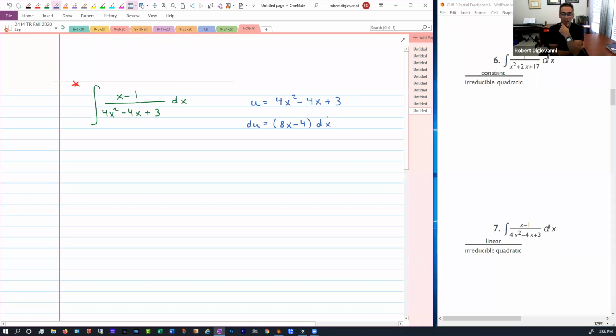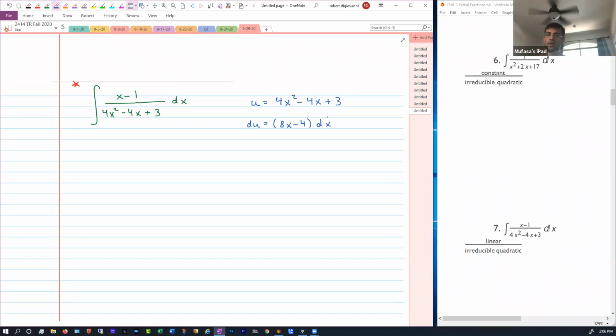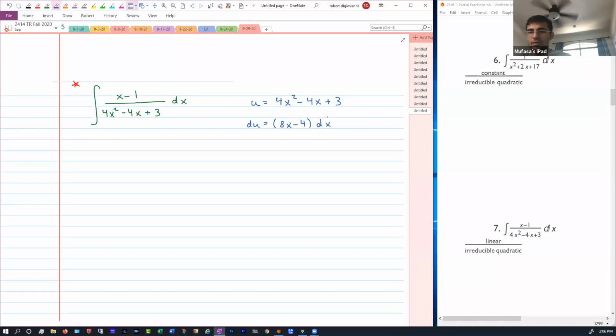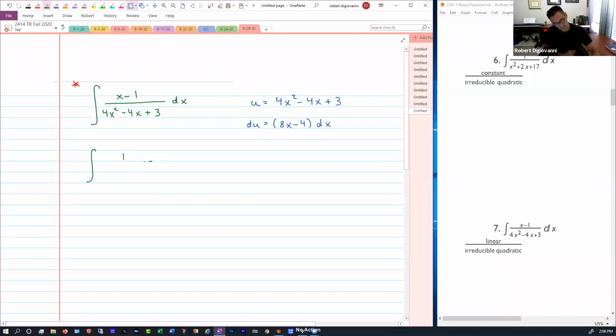Now, do we have 8x minus 4 dx up top? We can divide by 1/4. Okay, so if I divide by 1/4, won't I have 2x minus 1? Right? It'll be a little bit off, won't it? Yes. So what I need everyone to see is this right now.